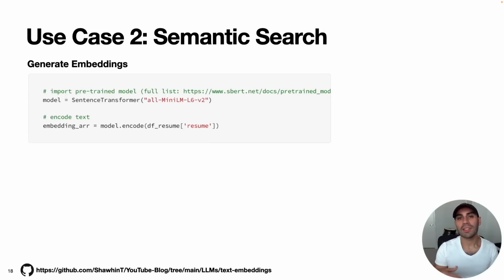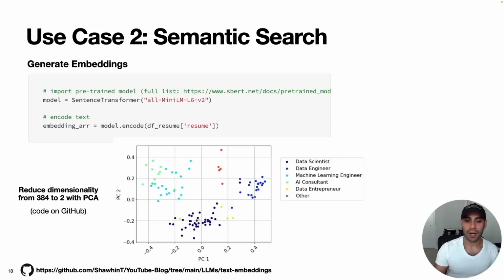Next, we can visualize all the different resumes and roles in this embedding space in the following way. What's happening here is that I used PCA to reduce the dimensionality of the embedding space from 384 down to 2, so it can fit on this 2D plot here. And since this is a lot of code to do the data visualization, I don't want to show it here, but it's available on the GitHub for anyone who's interested.